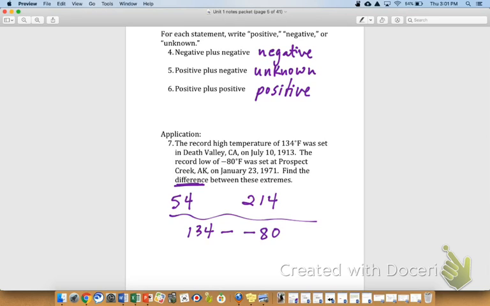So from what we practiced earlier, if you have something minus a negative, what is that really asking you to do? Add them, add a positive. So this is really plus a positive, which does come out to be 214. So 214 was the correct difference between those two temperatures. I can see those that had 54. Some of you are like, oh, I get it now.